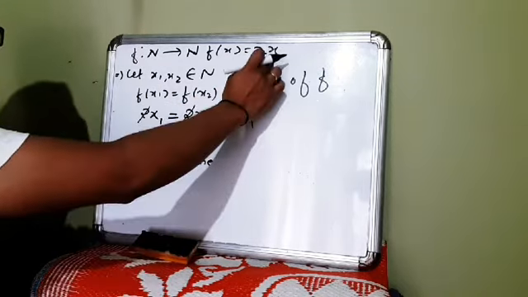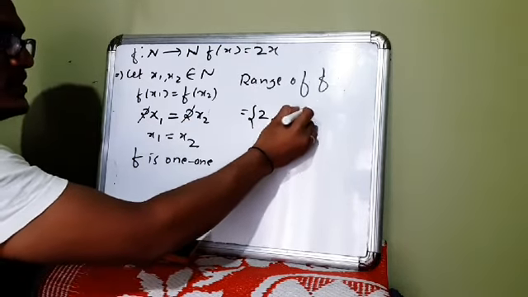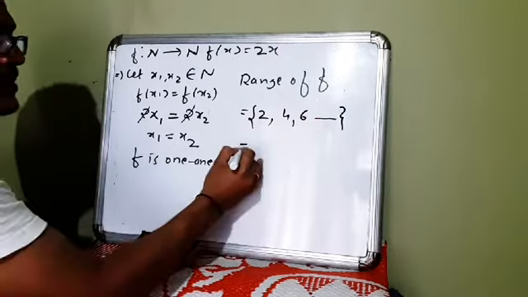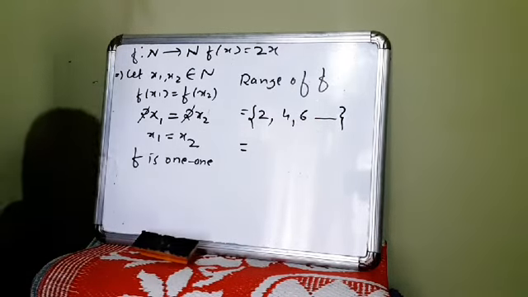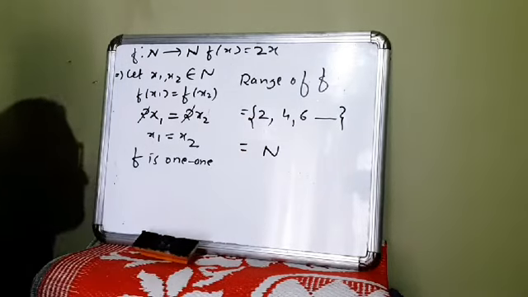If I put x is 1, it becomes 2. If I put x is 2, 4, x is 3, 6, and so on. Whatever range you got, that range should be equal to the codomain. The codomain is N here. But what is your range? 2, 4, 6. These are natural numbers.